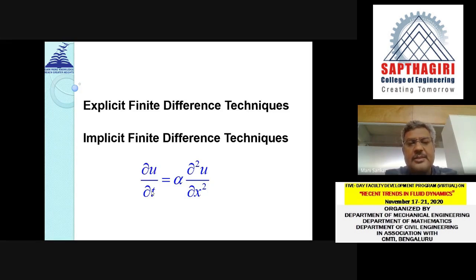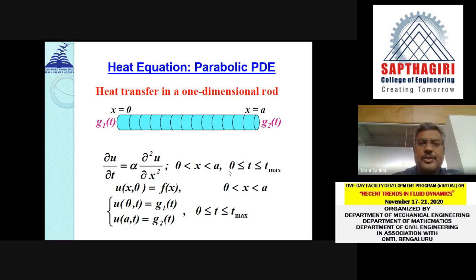I will be explaining both the techniques with the help of the one-dimensional heat conduction equation, that is del U by del T equal to alpha into del squared U by del X squared. So alpha is called the thermal conductivity of a solid rod. So you can imagine that we have a rod where the heat is traveling along the x direction, and it is depending upon time. And if you look at the equation, you have first order derivative with respect to time and second order derivative with respect to space, and therefore we must have three conditions. One with respect to time, and two conditions are required with respect to space.